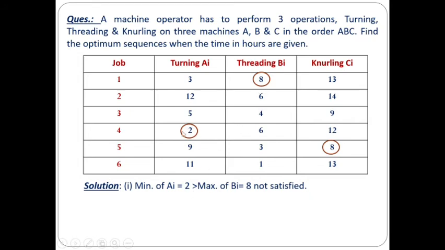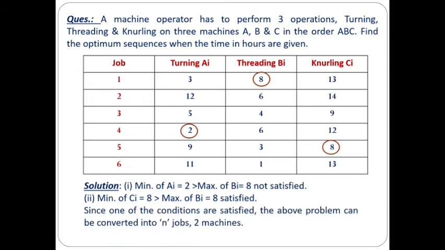Here, it is not satisfied. It is 2, which is a very small value compared to 8. So, the first condition is not satisfied. The second condition is that the minimum of the C machine should be greater than or equal to the maximum of the middle machine. So, it is equal. So, the second condition is satisfied. So, we can proceed with the Johnson's algorithm procedure.